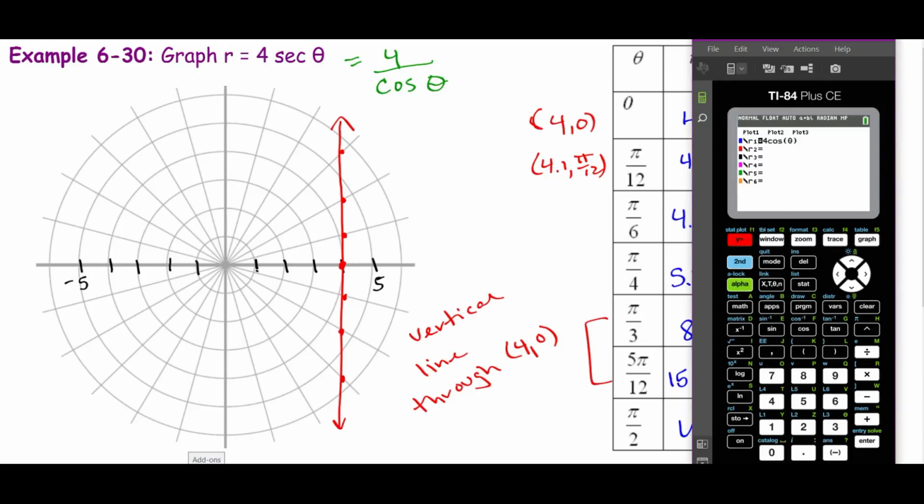And then this last one we can graph. Remember, this was for secant theta, and we have to rewrite it as 4 divided by cosine theta. Again, I'm going to graph that, and I can see the vertical line that we got before.